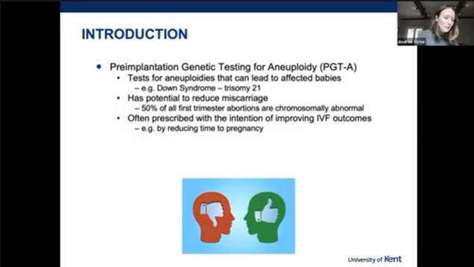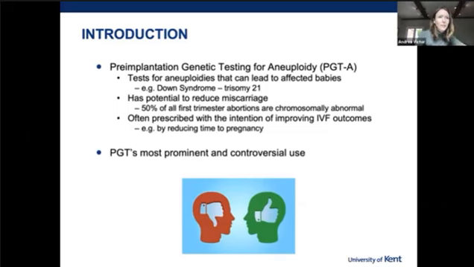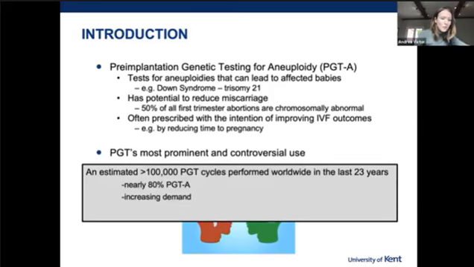And of the different preimplantation genetic testing applications, testing for aneuploidy is the most prominent, but also one of the most controversial. Global figures are kind of hard to come by for PGT-A, but over the past 20 years or so, it's been estimated at least that there have been over 100,000 PGT cycles. And of those, about 80% were PGT for aneuploidy. And there appears to be increasing demand each year.